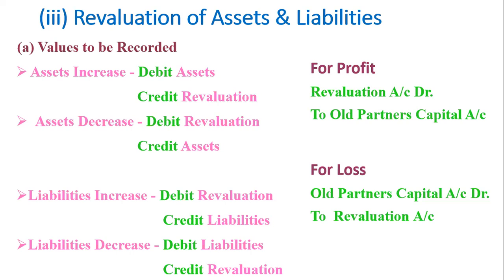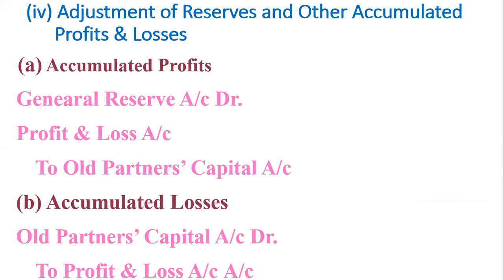After passing all these entries, all the assets and liabilities whose value has changed will be transferred to the revaluation account. From that revaluation account, the profit or loss is to be identified. If there is a profit in the revaluation account, it will be transferred to the old partners' capital account. So the entry will be revaluation account debit to old partners' capital account. When there is a loss, that is also transferred to the partners' capital account. The old partners' capital account debit to revaluation account will be the journal entry to be passed.